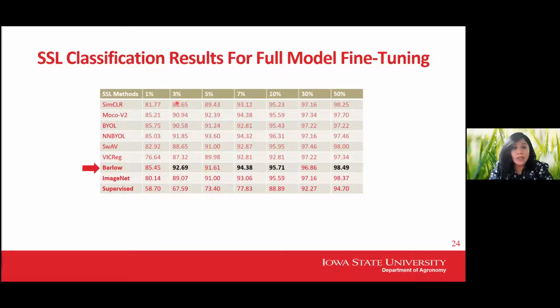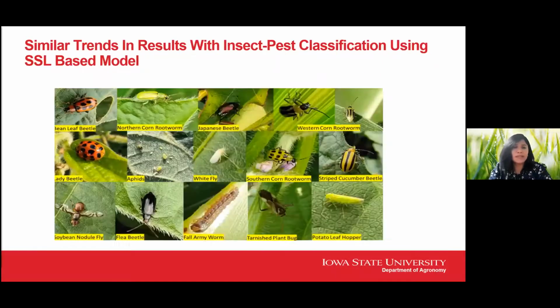And we can see with 3% of the data, we are getting 92% accuracy, which is similar to what we are getting with the self-supervised model, but we are using all the data, 16,000 images, but here we are just using 3% of the data. So we are also trying to utilize self-supervised learning in our insect detection and classification problem. And we are seeing similar results as we are seeing for the disease problem.